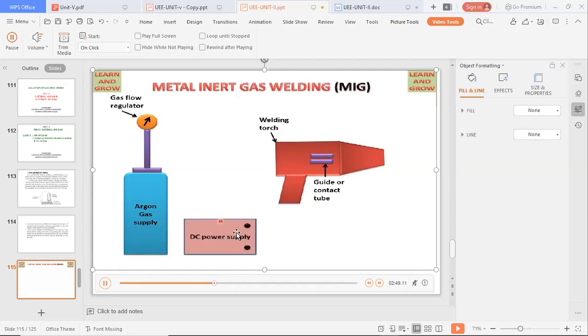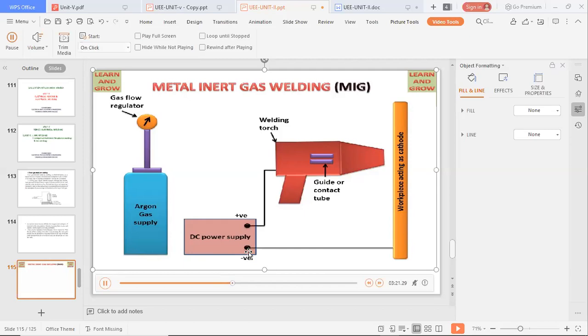DC power supply. These are the components used here. Workpiece. This is a workpiece, positive and negative. Negative is connected to the workpiece and positive is connected to the tungsten electrode.